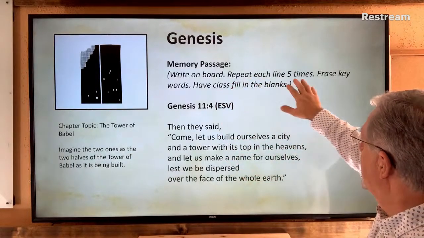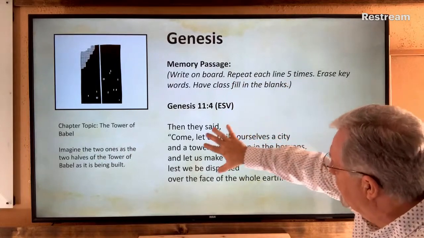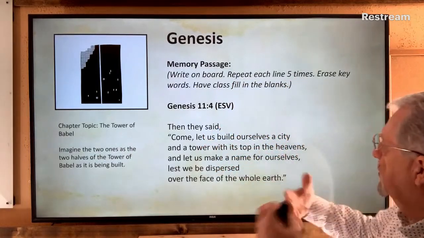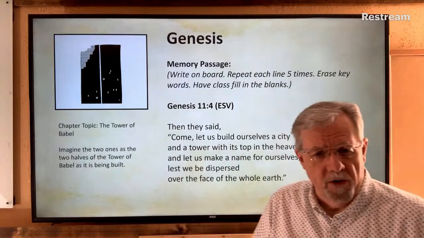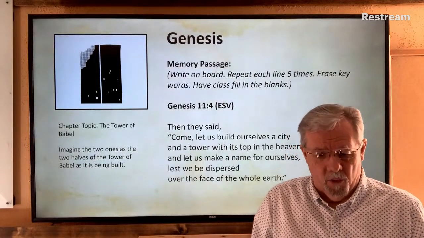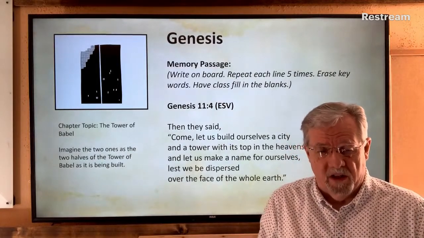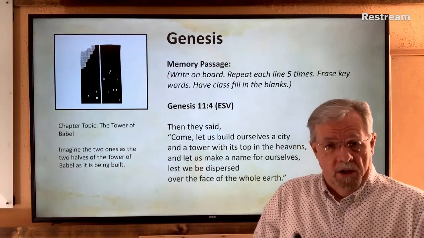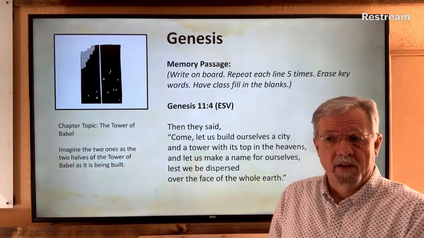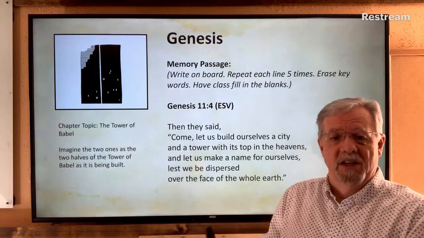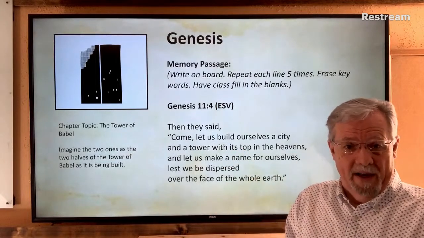Remember how you do this. Repeat the line 5 times and then go back, erase keywords, etc. If you do this, it'll get it into your mind. Those of you who are part of the School of Biblical Studies, you'll notice it in some of our reading assignments. What we try to do is that the first question in each lesson is for you to take a passage and write it down.